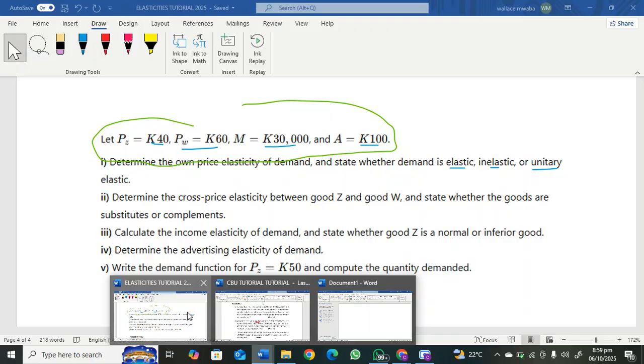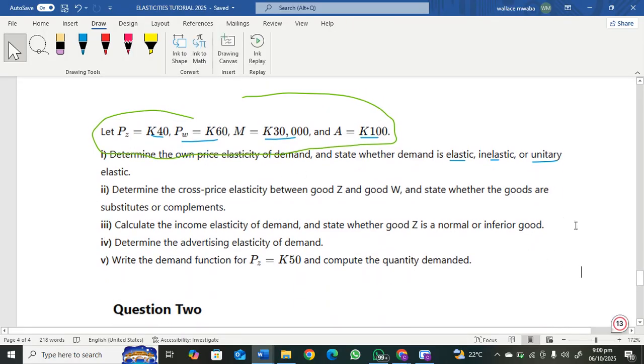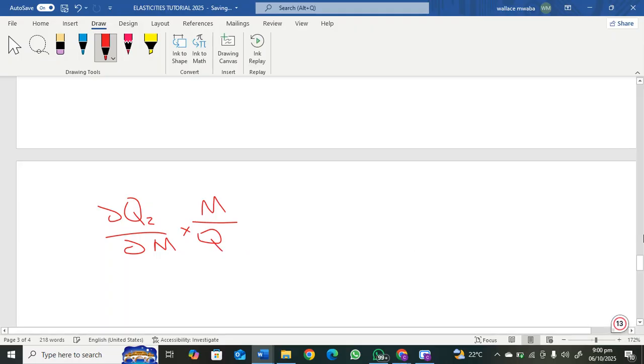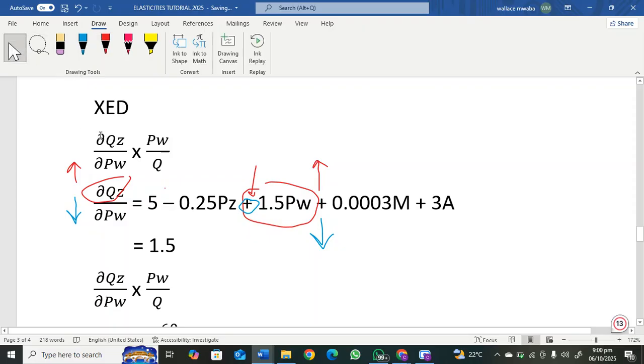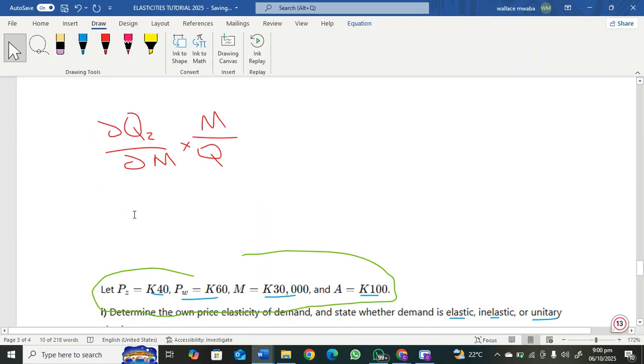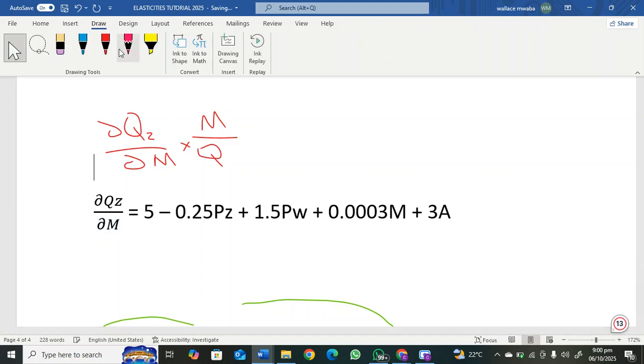So, income elasticity of demand. This is the formula: derive the demand function with respect to M, multiplied by M over Q. So we derive this demand function with respect to M. If a number doesn't have an M, it goes. 5 doesn't have an M, 0.25 doesn't have an M, 1.5 doesn't have an M, 3 doesn't have an M.